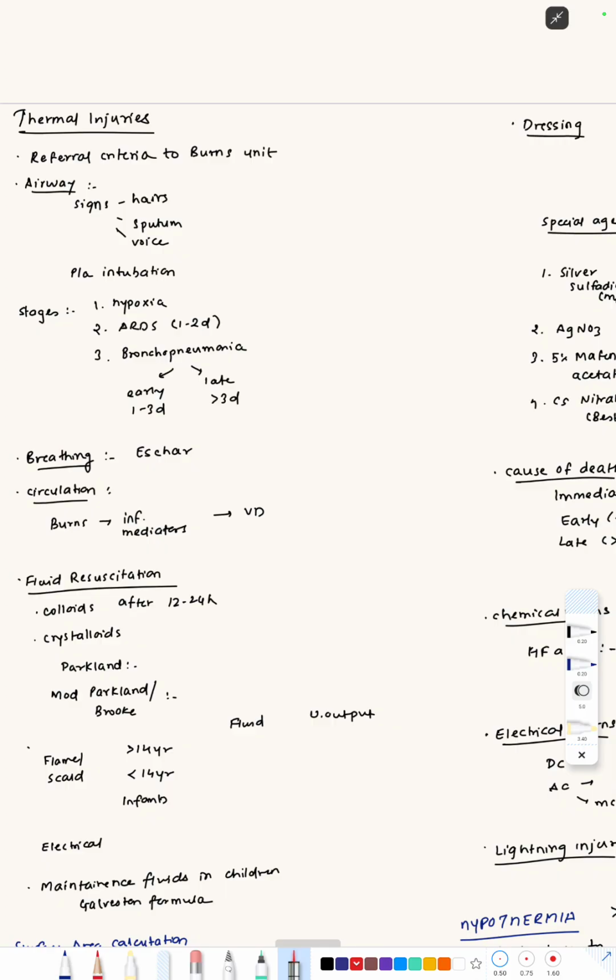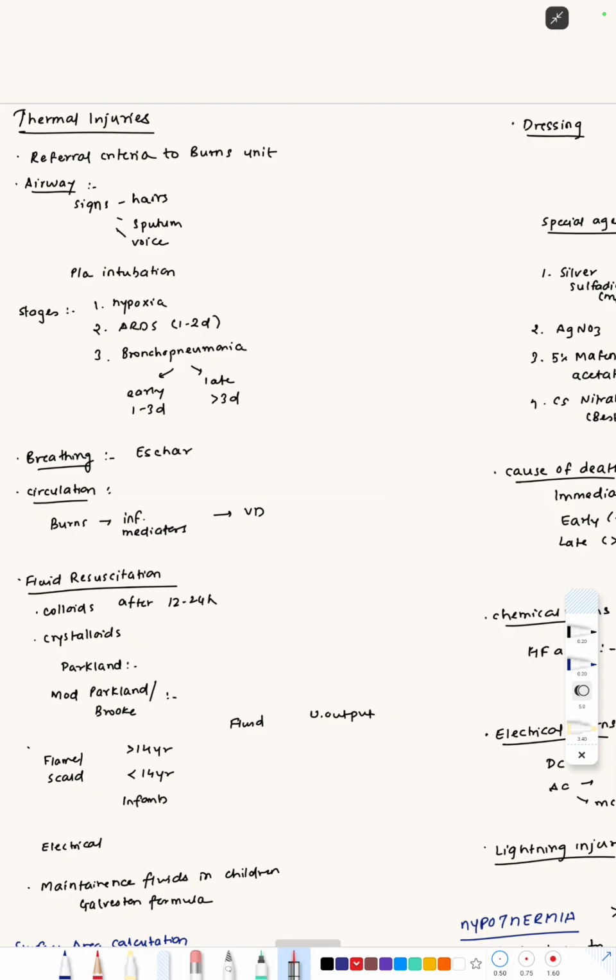Then the circulation, you have to look for the burns, where inflammatory mediators are released, and these inflammatory mediators lead to vasodilation. Because of vasodilation there are leaky vessels, and albumin is lost that leads to tissue edema, that is third space loss. Similarly, if these inflammatory mediators are from less than 10% of the body surface area, there is a localized response, but if they are more than 10% of body surface area, then it's a generalized immune response, which will again lead to dehydration in the patient. So to correct that, fluid resuscitation is required.